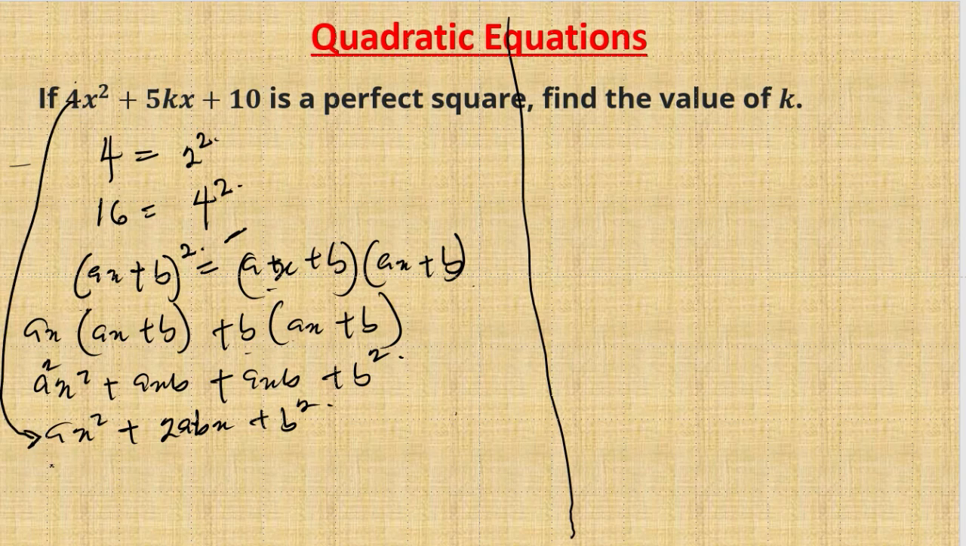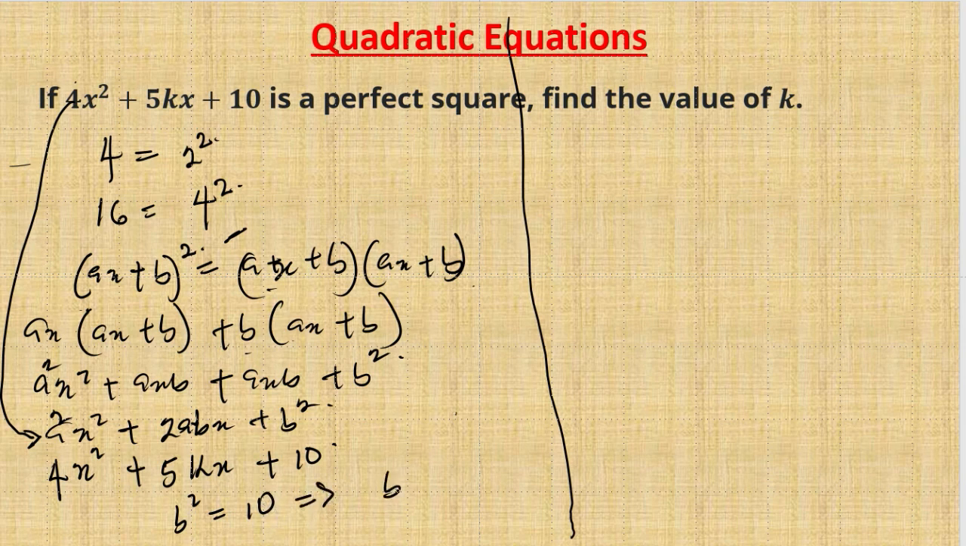So this is of the form of 4x squared, this is a squared, plus 5kx plus 10. That means that my b squared is equal to 10, which implies that b itself will be equal to the root of 10. Also, my a squared will be equal to 4, which implies that a will be equal to 2, plus or minus 2.